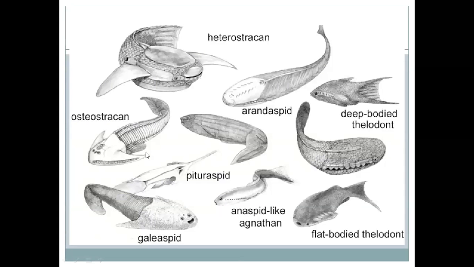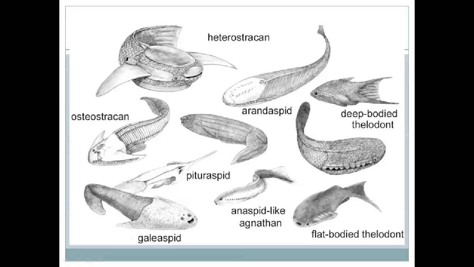So these are the different groups that come under the Ostracoderms. Ostracoderm is a class, and in this class different orders were there: Osteostraci 1, Heterostraci 2, Arandaspida 3, Thelodonta 4, Anaspida 5, Pituriaspida 6, and Galeaspida 7. So these are the seven different orders that come under this class.